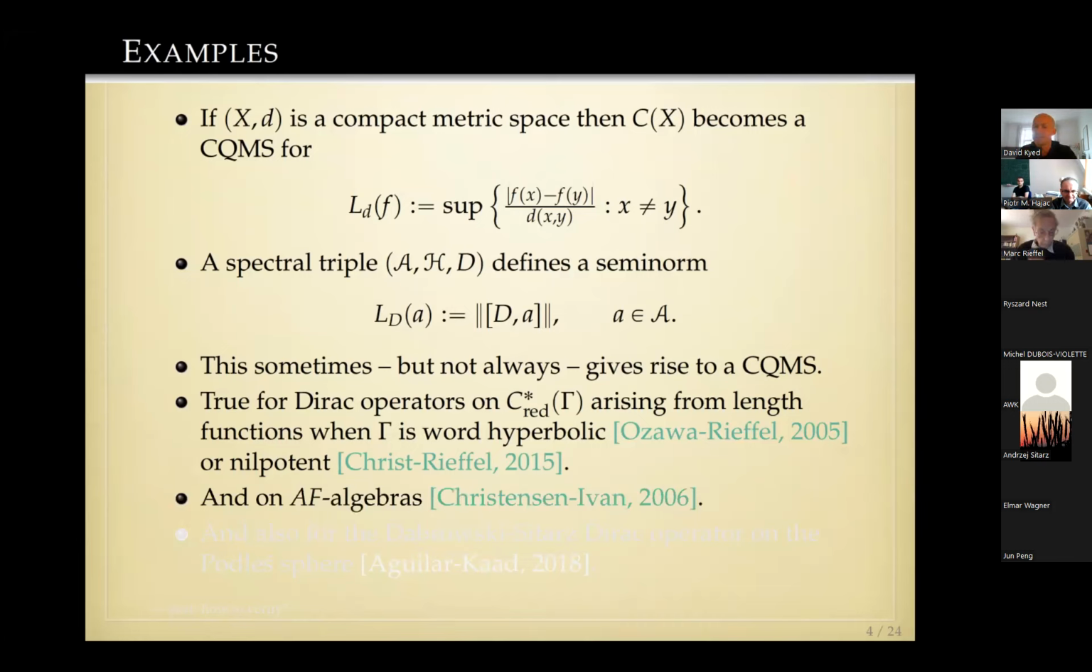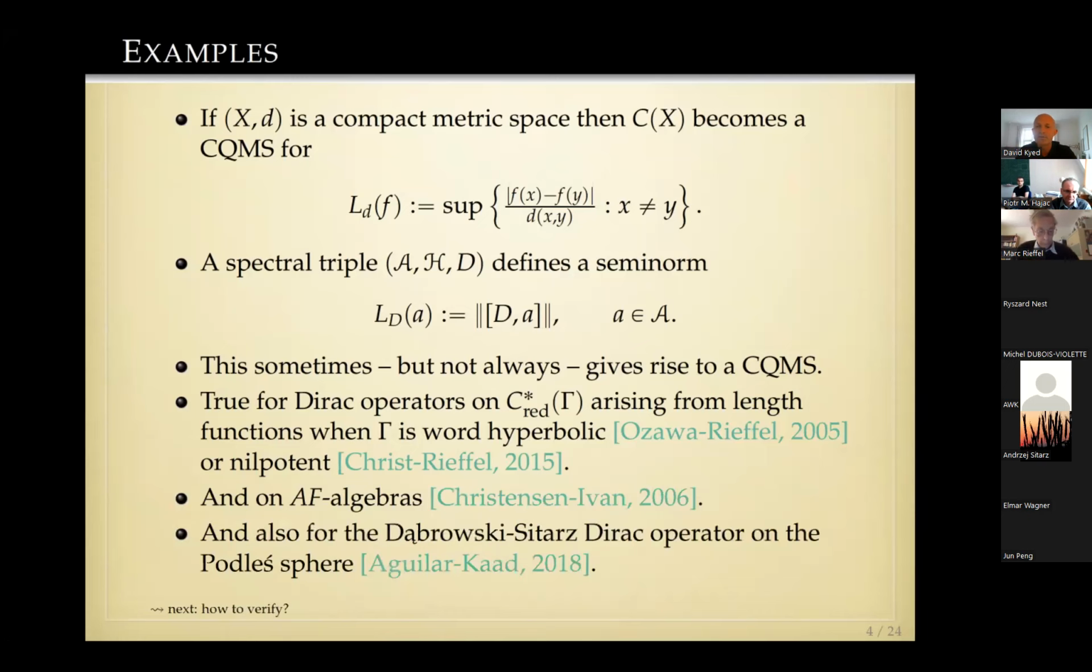There you have quite a bit of flexibility. And perhaps more importantly for this talk, you can do it for the Podleś sphere. So the Podleś sphere has a natural Dirac operator on it. It was constructed by Dąbrowski and Sitarz around 2003. And then in 2018, Konrad Aguilar and Jens Kaad proved that this Dirac operator does indeed give rise to a quantum metric structure.